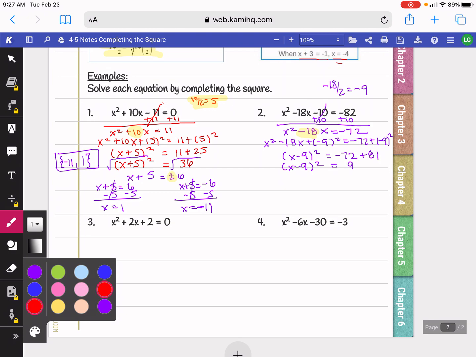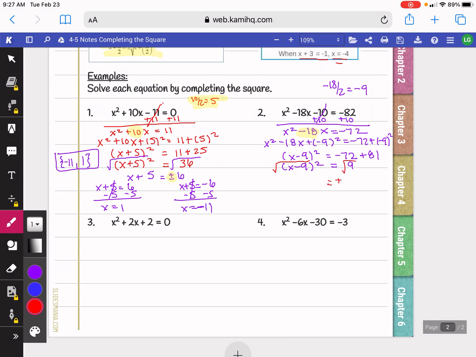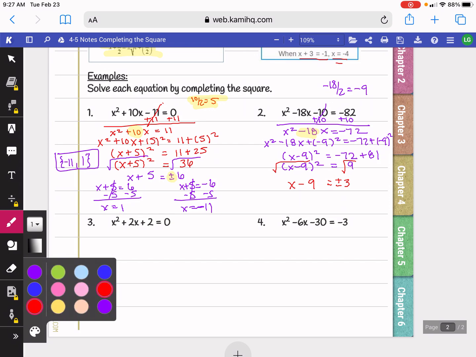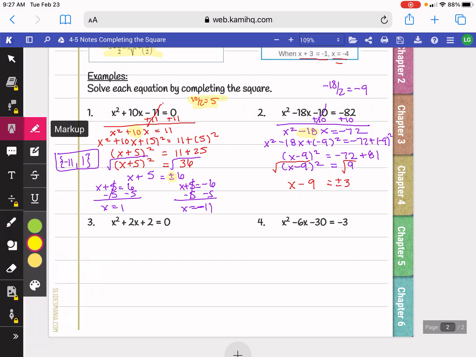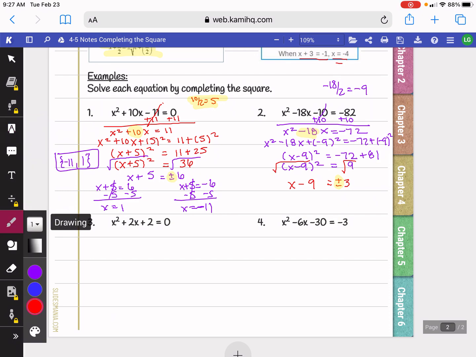Now that my square is by itself, I can square root. Remember, when you square root, though, you're going to have a positive or negative answer. So the square root of 9 would be positive or negative 3. Here I'm left with x − 9. And at this point, you can separate it into two different equations. One of them is going to be positive and one of them is going to be negative.